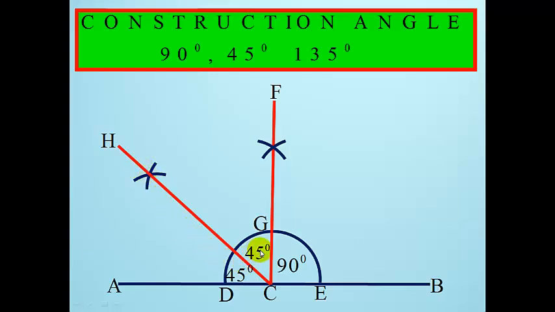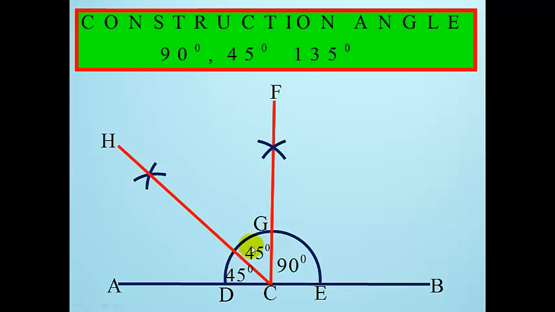So we have the 45 degrees angle. The angle here is 45 degrees and the angle here is also 45 degrees because the total angle here is 90 degrees. So that is how we bisect an angle. So we have bisected the 90 degrees angle in order to get a 45 degrees angle. So if you want to construct a 45 degrees angle, it means that after constructing a 90 degrees angle, you bisect the 90 degrees angle and you will have the 45 degrees angle.